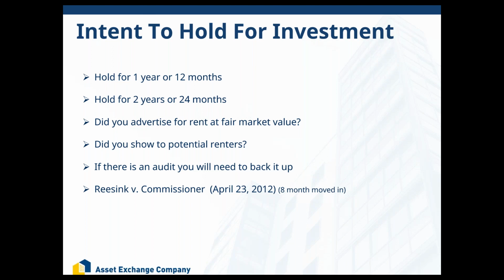But what happened? Well, their circumstances changed, right? And they were forced to do something. So again, it's not so much about how long you own a property. Okay, it's more so about your intent. And as I mentioned, if you get audited, okay, you're going to have to be able to prove it. All right, so everybody remember that investment intent.